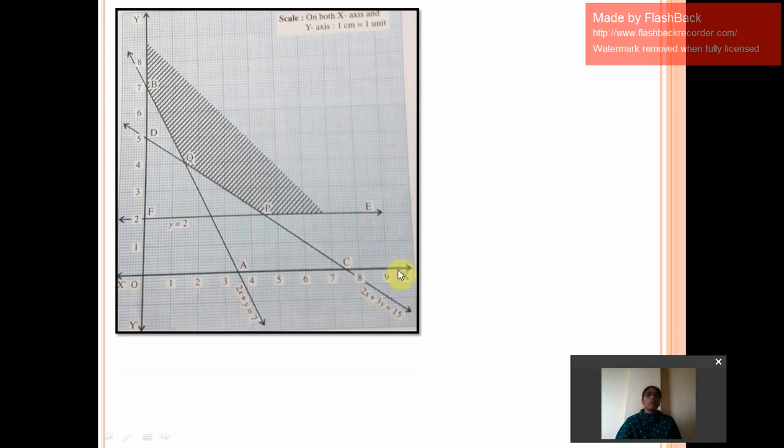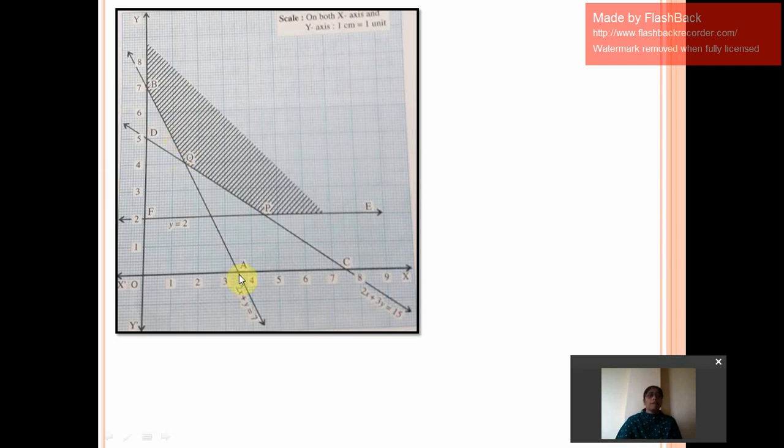First, draw coordinate axes x, y. Plot the points. First, draw the line AB. Next, plot the points C and D. Join line CD. Y is equal to 2. Line is parallel to x-axis. Above the third line, above the line.